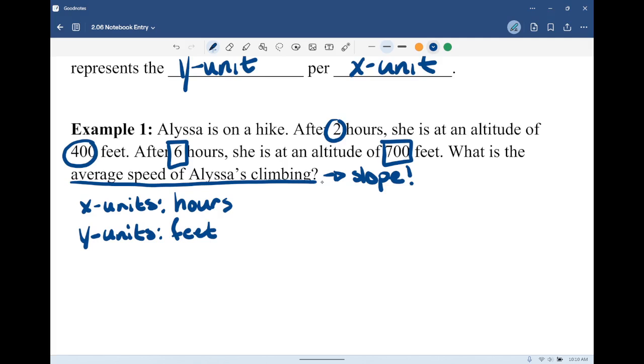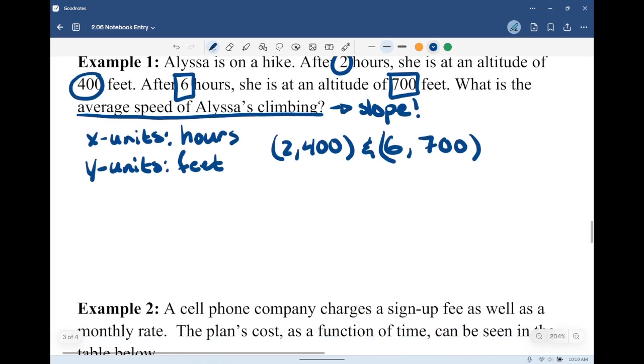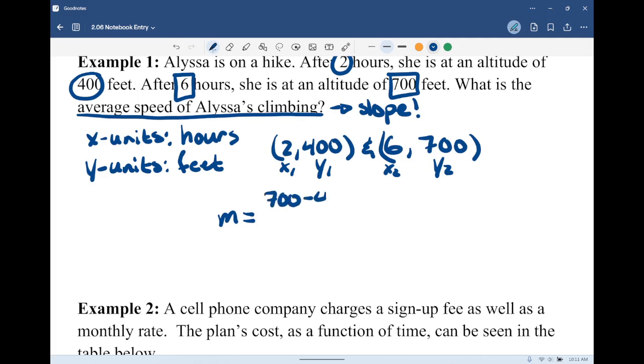Okay. Knowing that, let's now actually list out the points that we have. I have 2, 400, and I have 6, 700. I need slope, x1, y1, x2, y2. And so slope is going to be equal to 700 minus 400 over 6 minus 2. Okay, help me out. What is 700 minus 400? 300. 300 over, what's 6 minus 2?